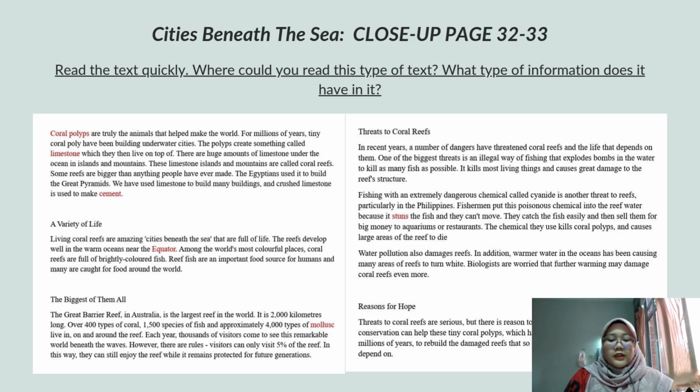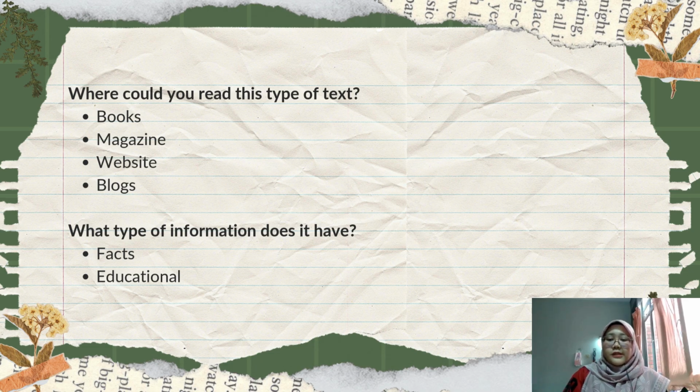Now, look into your textbook and try to read the text quickly. Where do you think you can read this type of text and what type of information does it have in the text? Based on your understanding, you could read this type of text in books, magazines, websites, and also blogs. Now, what type of information does the text have? It has facts about the variety of life in the sea and also educational information about the threats that underwater life is going through.